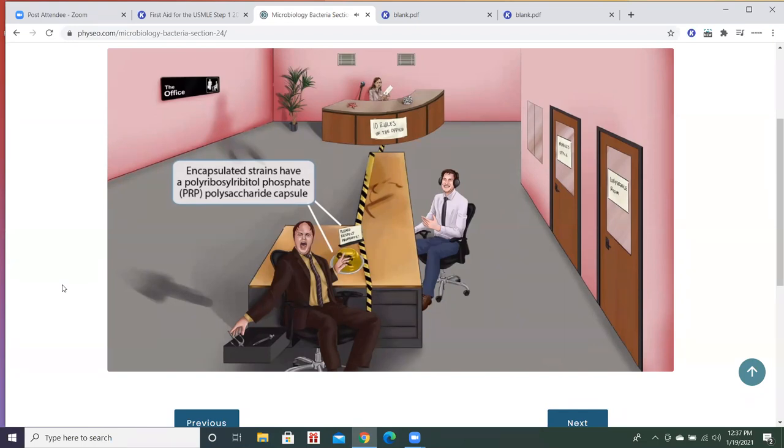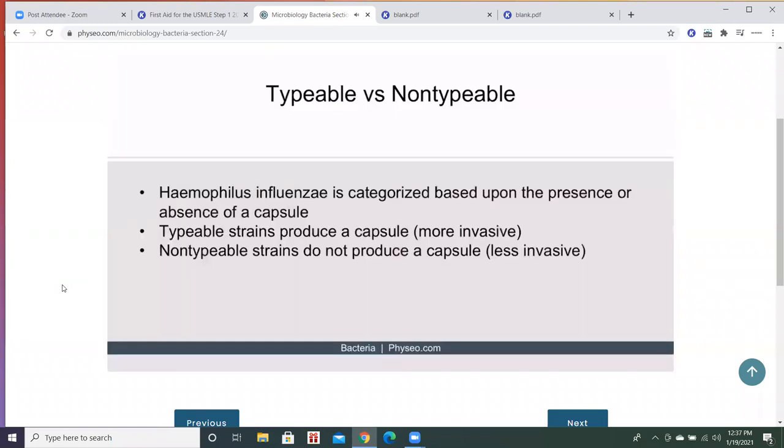Okay, before we go any further, let's take a step back to discuss how Haemophilus influenzae is classified, because this can be a bit tricky to grasp. H. flu is classified into two categories based upon whether or not the organism produces a capsule, so the presence or absence of a capsule. If the organism does produce a capsule, then it's further classified based upon the antigens within the capsule, and these are called typeable strains. So typeable strains produce a capsule. If the organism does not produce a capsule, then it's referred to as a non-typeable strain. So non-typeable strains do not produce a capsule.